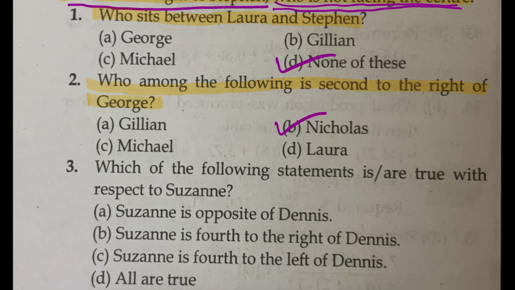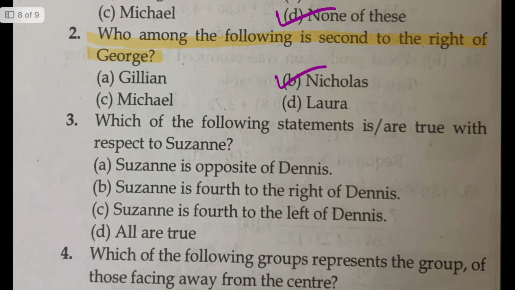It will be a little confusing when you first do it, but once you are doing it very frequently, it will become very easy. We just need to have a little bit of understanding about this. We'll see for the third question. Which of the following statements is true with respect to Susanne? Okay, we need to find out.